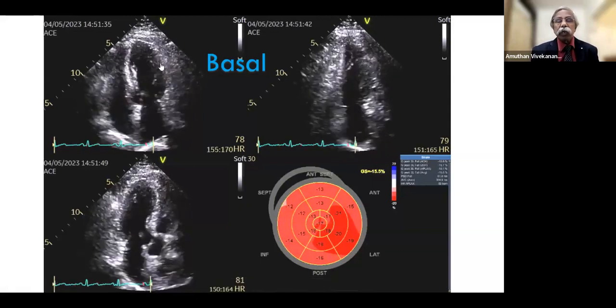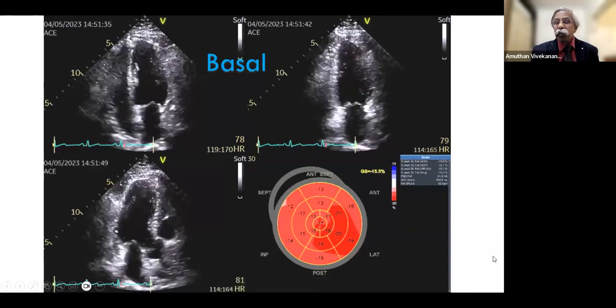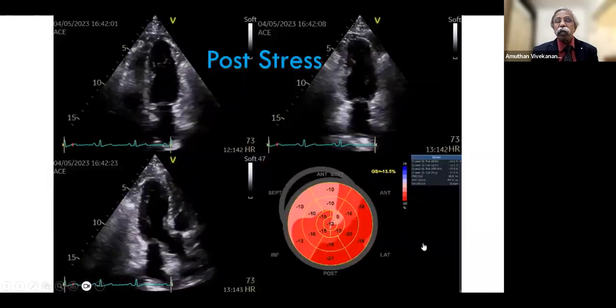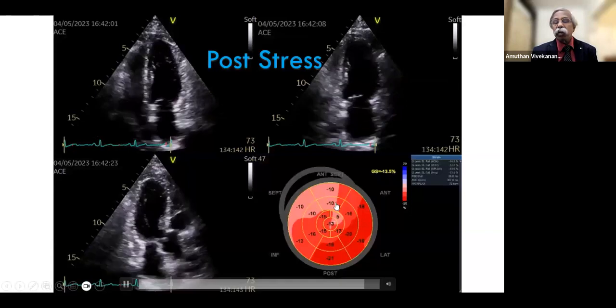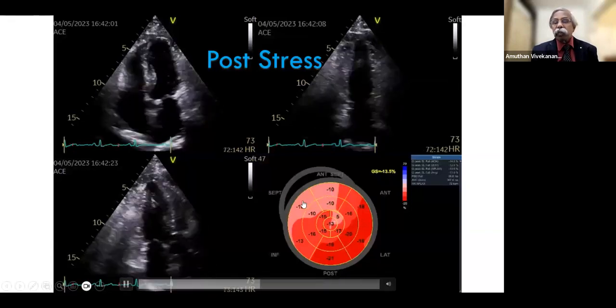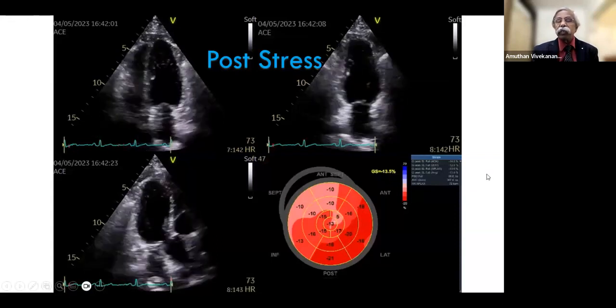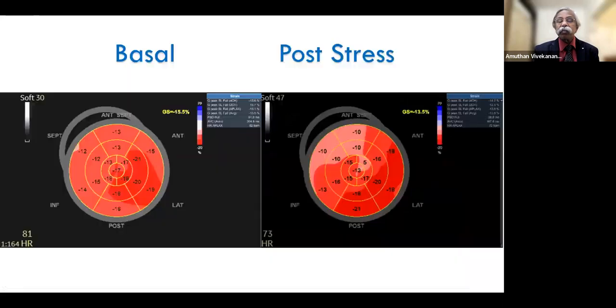You can see here, this is the basal strain map, and this is the post-stress. You see marked abnormality in the strain in the anterior septum, inferior septum, and the LV apex after that. And this is the angiogram. This is the basal as well as the post-stress compared.